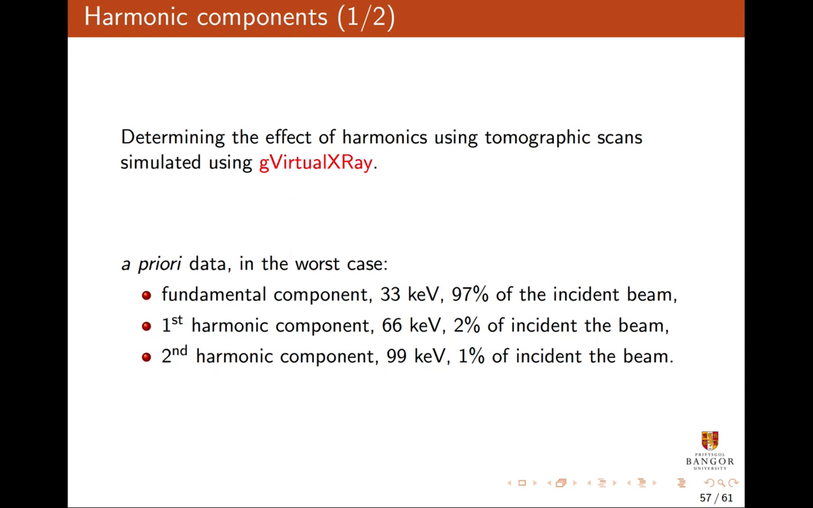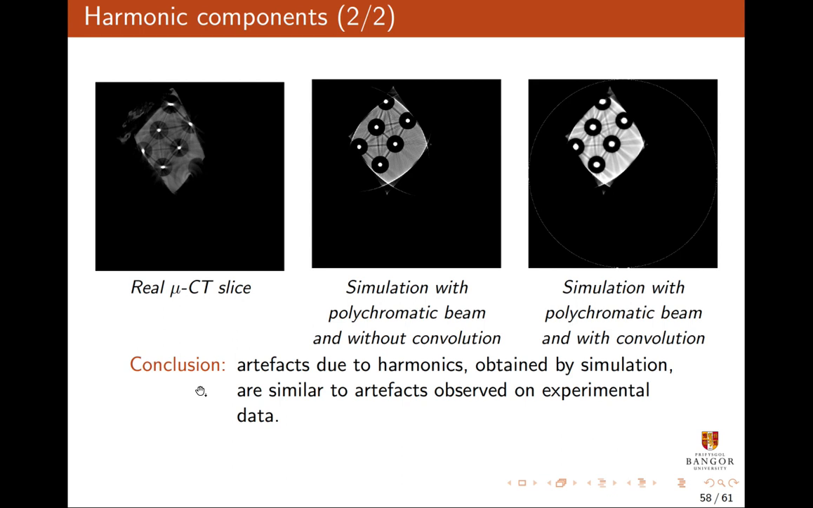So now we're going to take into account the polychromatism, so the harmonics in the beam, and we only got 3% of harmonics. We'll see that this is enough to generate artifacts. So here is with harmonics without convolution, with harmonics and convolution. And in both cases, you start to see the same streaks. So again, even if the beam is almost monochromatic, you can't discard the polychromatism.